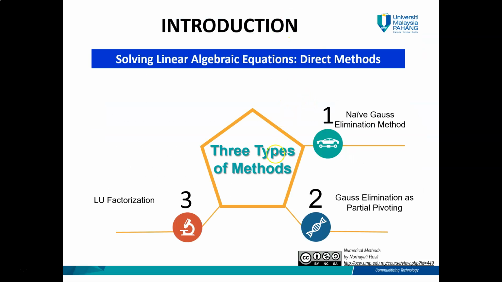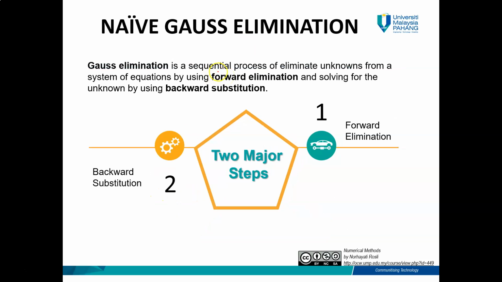As mentioned previously, there are three types of method. So the first one is naive Gauss elimination method that you will learn in this video. And then the next video will go to the Gauss elimination with partial pivoting. And then the last video will go to the LU factorization. And then class, what is meant by naive Gauss elimination method?